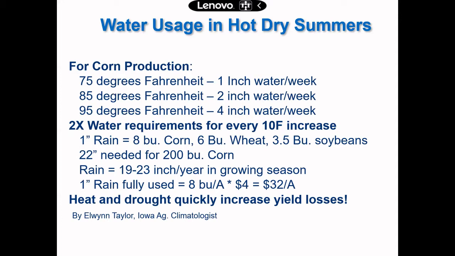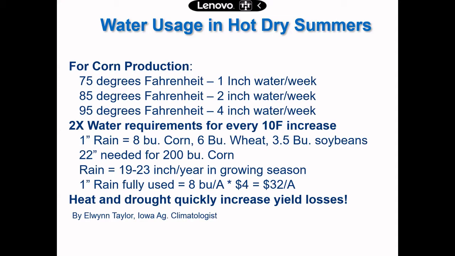How much is a 1 acre-inch of rain that's fully used worth to you? It's worth about 8 bushels of corn, 6 bushels of wheat, and 3.5 bushels of soybeans. Generally, for 200 bushel corn, we need about 22 inches of water per year. Most years we're going to get that. Unfortunately, it may come down in 1, 2, 3, 4, even 5-inch rains. It's really the effective rainfall that we should be looking at.